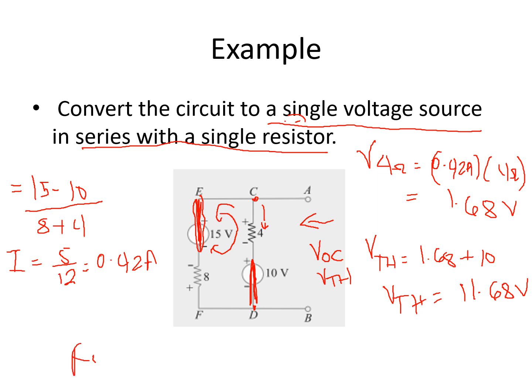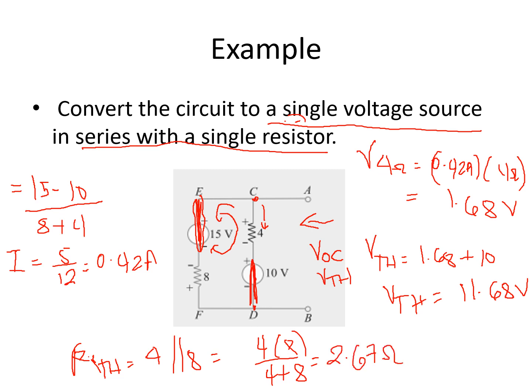Therefore, our RTH is equivalent to 4 parallel 8. So 4 parallel 8 is like 4 times 8 divided by 4 plus 8. And that will give you 2.67 ohms. So we now have your RTH and we have now your VTH.